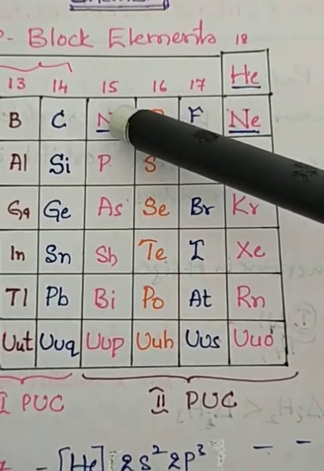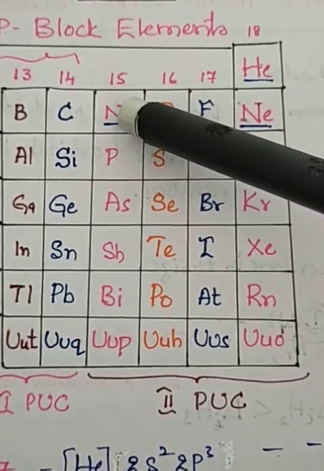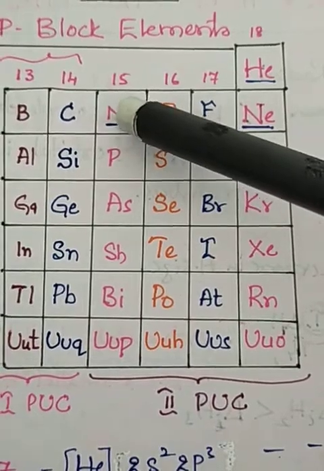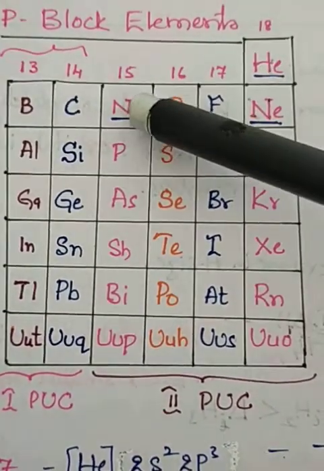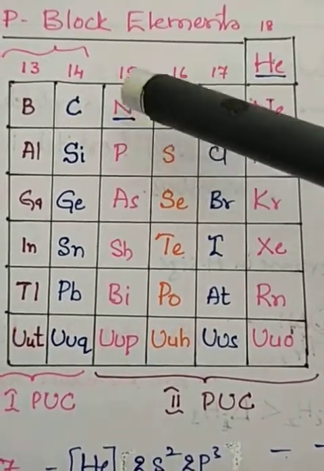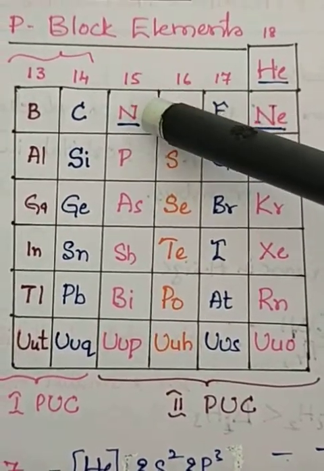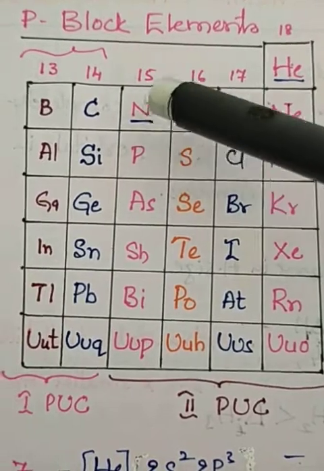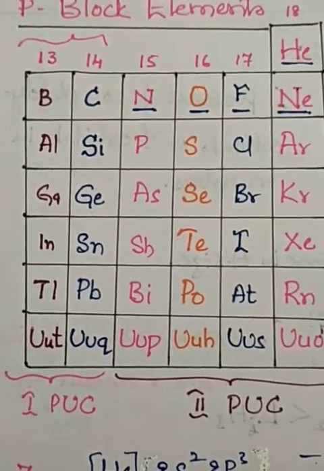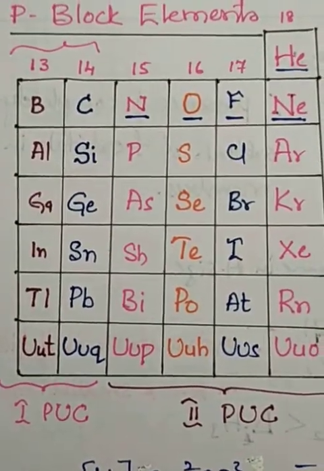The nitrogen we know very clearly. It is a very essential element for plants. Plants need nitrogen. 73 to 75% of nitrogen is present in the atmosphere. If there is no nitrogen, the plants do not get the action for the production of food material.